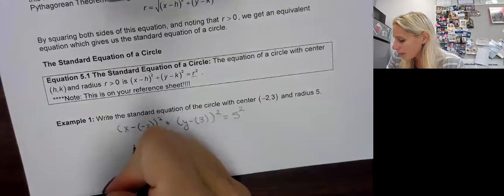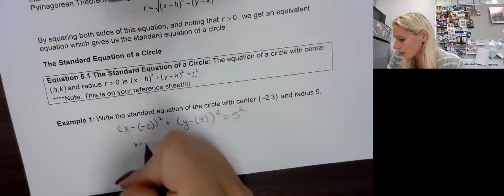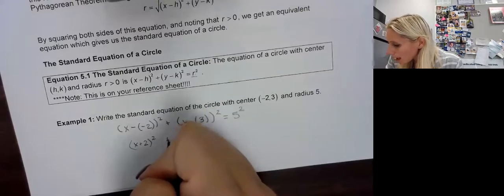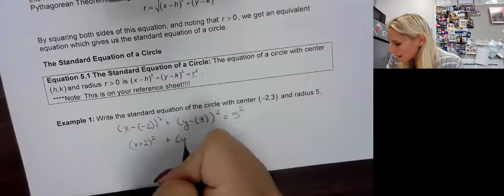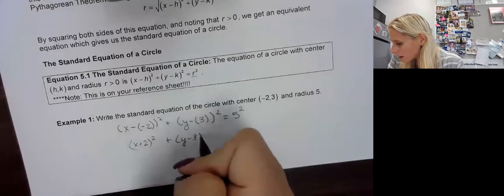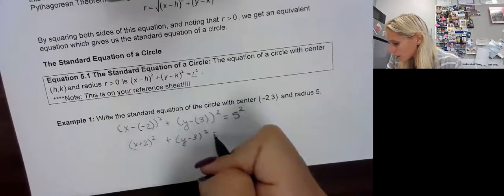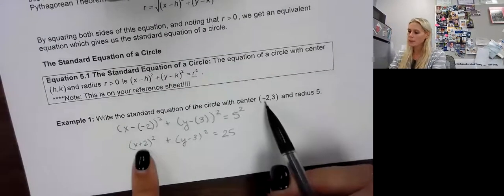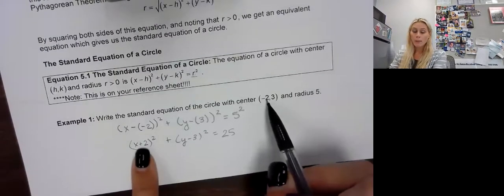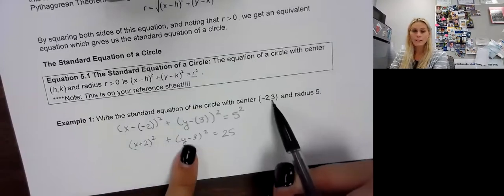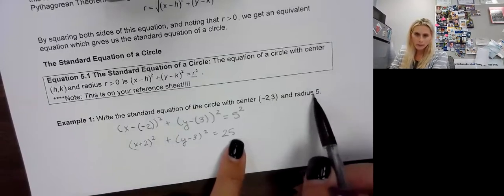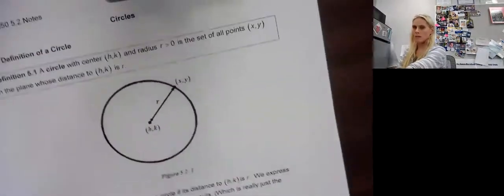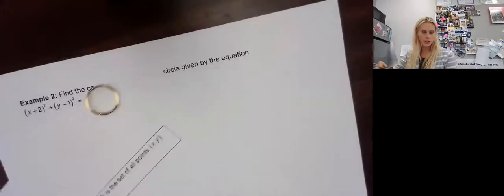So of course, x minus -2 is x plus 2, squared, plus y minus 3, squared equals 25. So again, this is what I say opposite. So instead of -2 here, we have +2. Instead of 3 here, we have -3, and our radius is squared. Okay, so I wanted you to see that step. All right, next page.